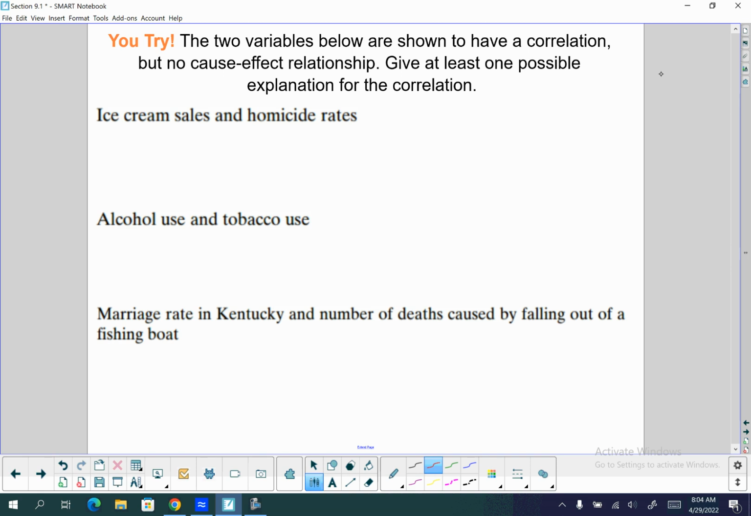Okay, great. Alcohol use and tobacco use. Correlation. Depression. Okay. Addictive personalities. Right? There could be issues with that. Anything else?